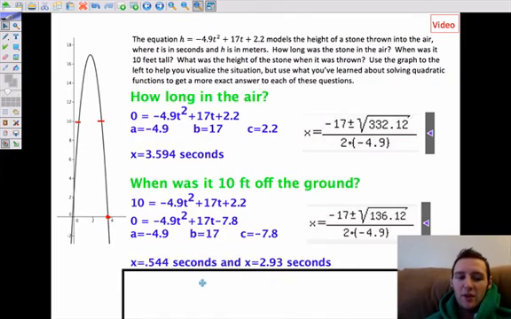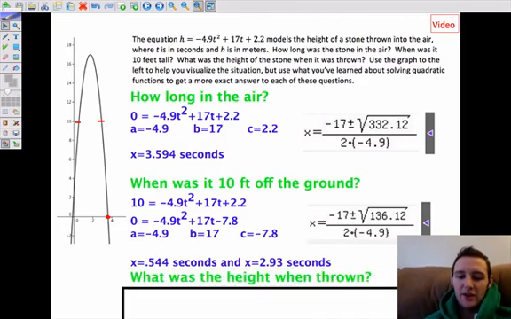It gives me 0.55 seconds. Okay, so I guess my estimate was a little off, but 0.55 or 0.544 seconds, and t equals 2.93 seconds. So about 3 seconds. So to answer the question, when is the stone 10 feet off the ground? It's 10 feet off the ground after about a half a second and about 3 seconds.